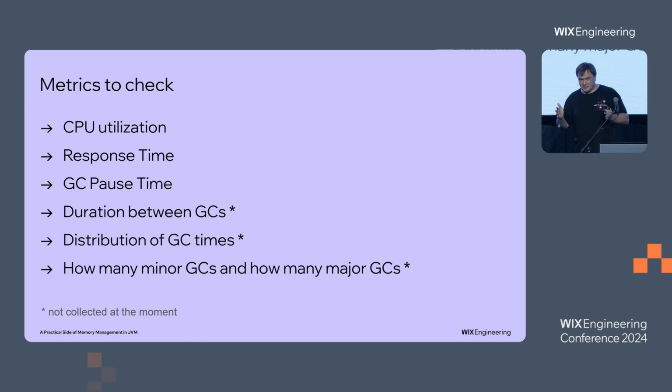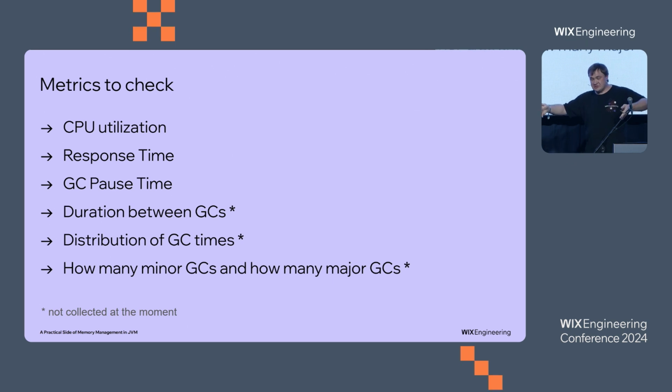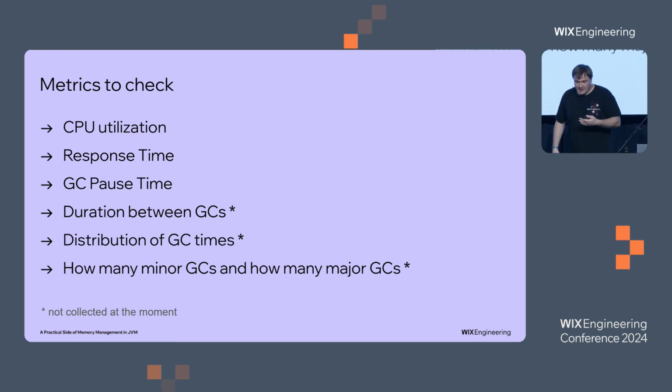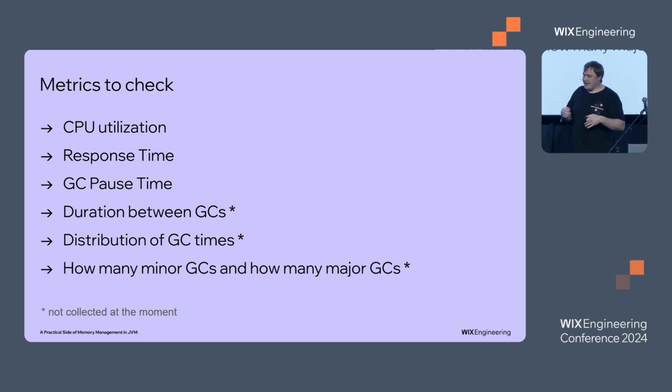But once we start measuring it and doing load tests, what we will see is that if you have much more memory than you need, the duration between two consecutive garbage collections will be long, like seconds, even minutes sometimes. If you see this behavior, obviously you know you have too much memory, so you can reduce it.